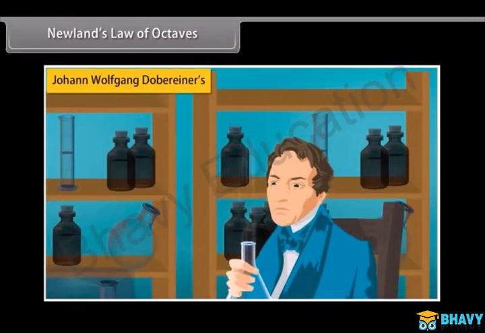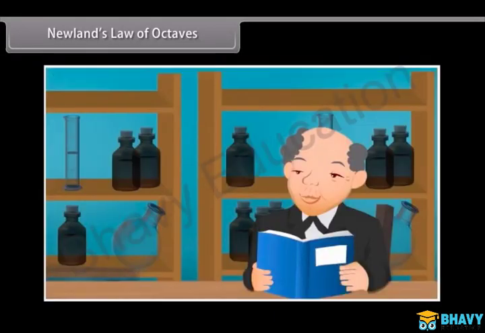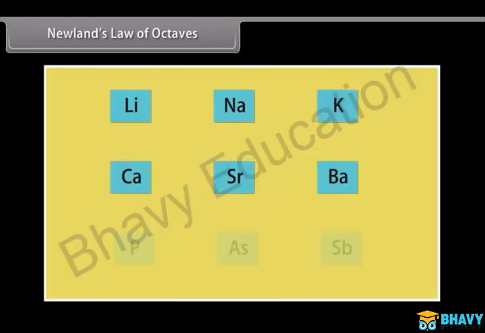Newlands' Law of Octaves. Döbereiner's research simultaneously encouraged other scientists to start classifying elements. The triads were not useful as they could classify only 3 elements at a time.